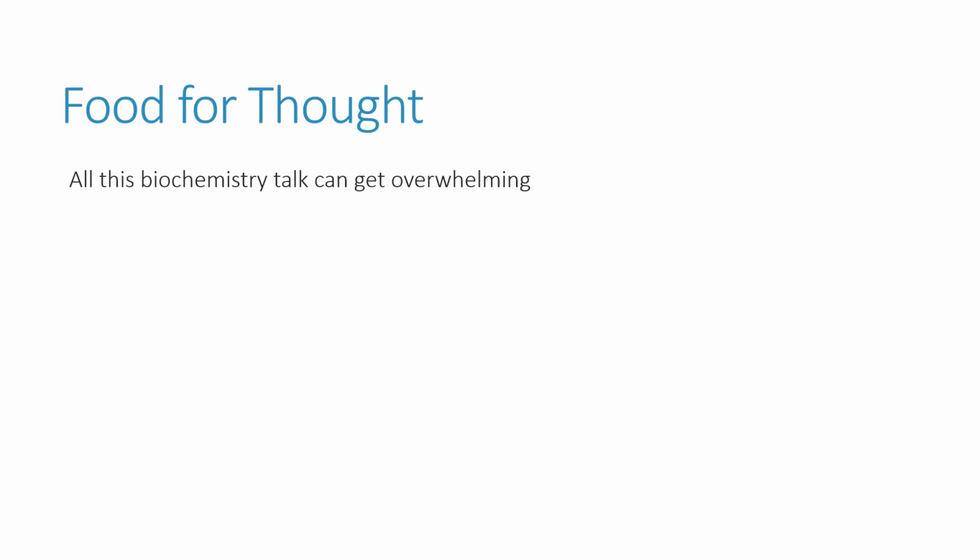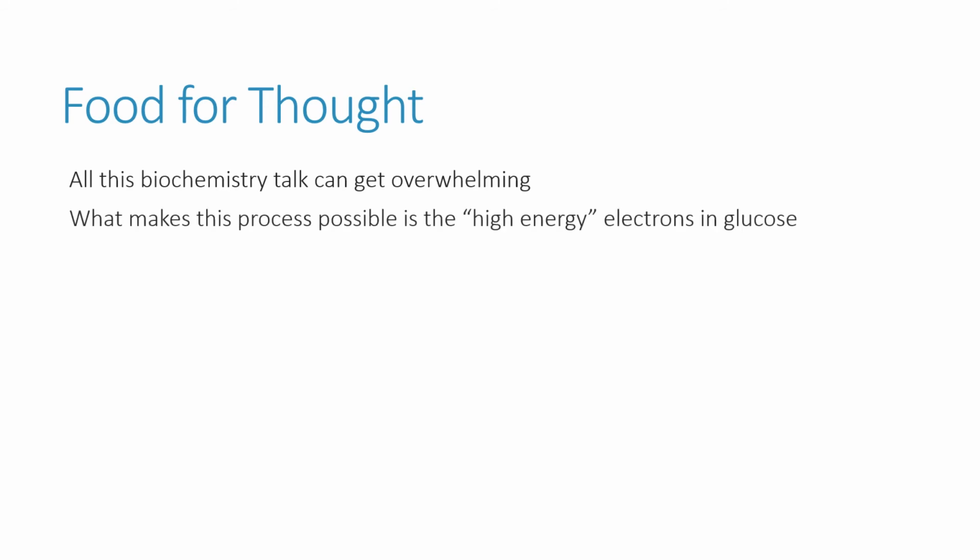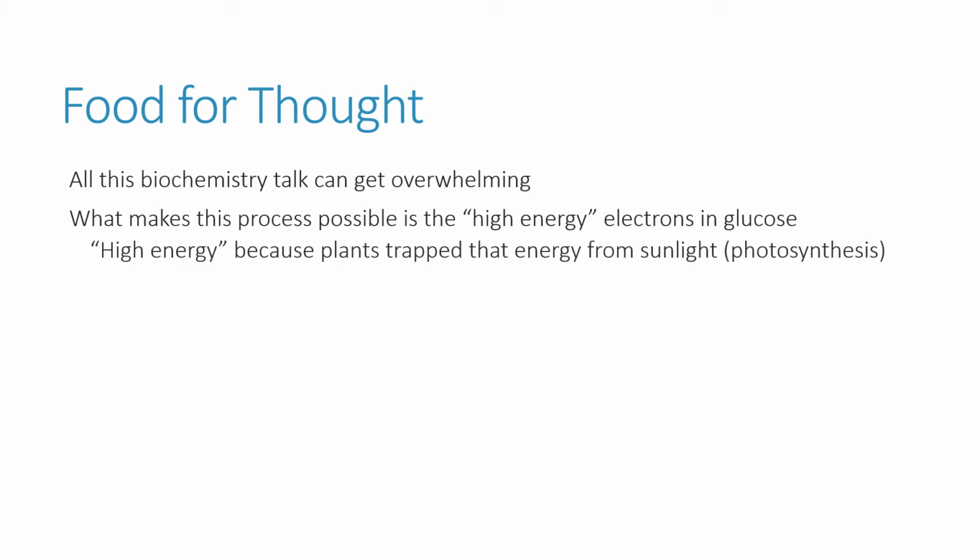All of this biochemistry talk can get a little bit overwhelming with the names of different molecules and compounds. But what makes this process possible in the first place are these high energy electrons that are attached to the hydrogens in glucose. They're high energy because plants trapped that energy from sunlight during their own process called photosynthesis. Don't worry, for this class, we're not going through all the steps of photosynthesis. What's important, or what's interesting here, is that the energy of these high energy electrons came from sunlight.